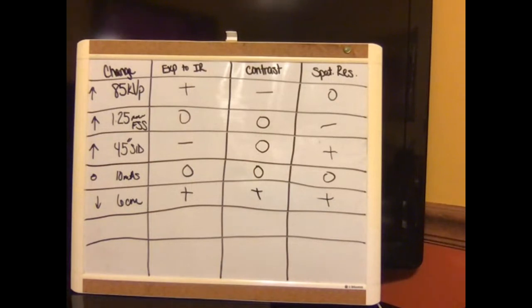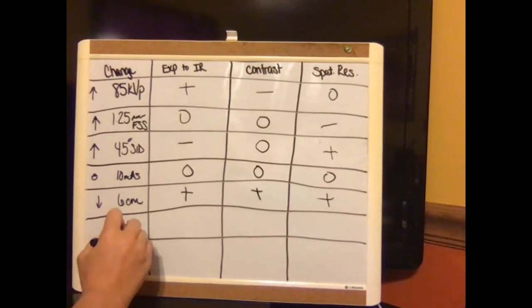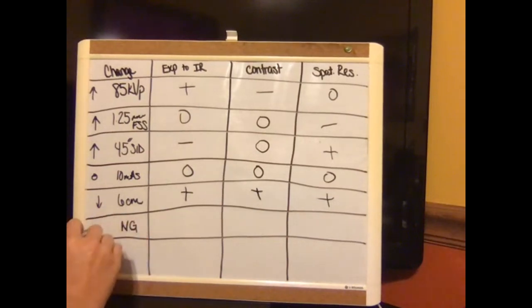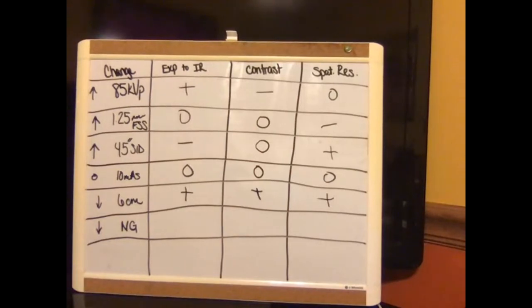All right, our next thing says we're going to use no grid. Remove the grid. No grid. That is a decrease in grid ratio, going from using a 12-to-1 grid to using nothing. Going to nothing grid is going to make some changes.